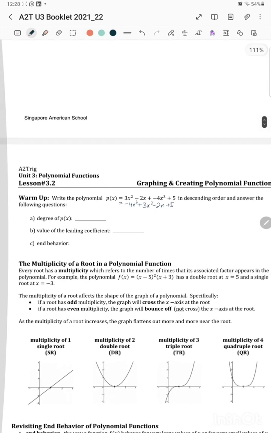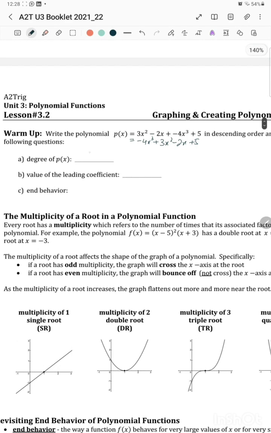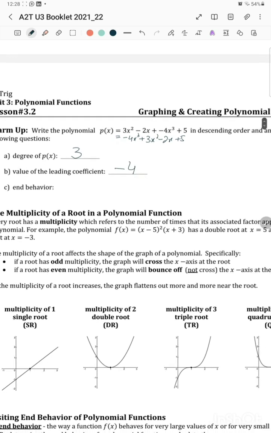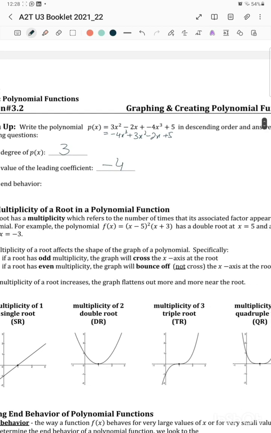So the degree of the polynomial would be the highest degree, that is 3, the value of the leading coefficient is -4, and the end behavior is: the degree is odd and the leading coefficient is negative, which means decreasing trend.